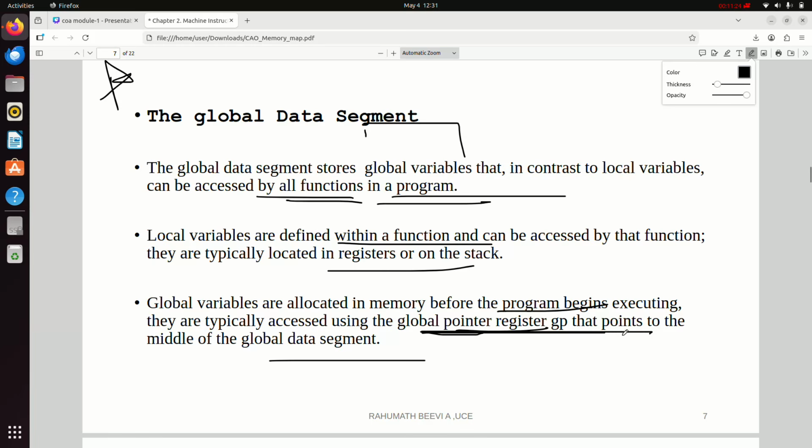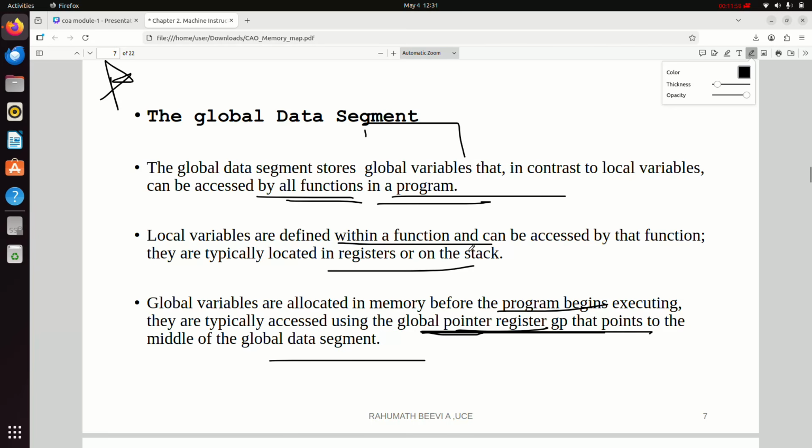The underlined part, that is the global data segment, includes the global variables as well as the static variables. These are all the global and static variables, whose specialty is that they are accessed by all the functions and exist throughout the program execution. Local variables are the variables inside the function, and they are stored in the stack or registers.